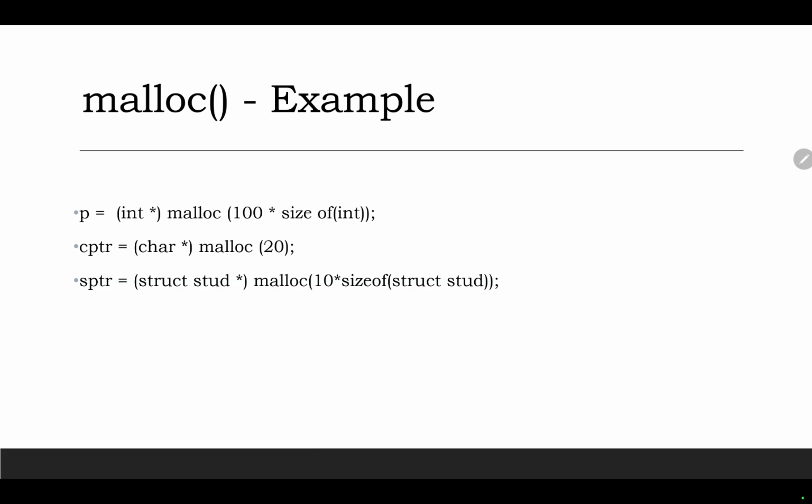So for example, if we see here *p = (int *)malloc(100 * sizeof(int)), so we have taken a data type as an integer, then 100 into size of integer. Suppose the size is 2, then 100 into 2, so 200 memory size will be allocated. Then here cptr, character pointer: char *malloc(20). For the character the size is 1, so 20 memory space will be allocated here.